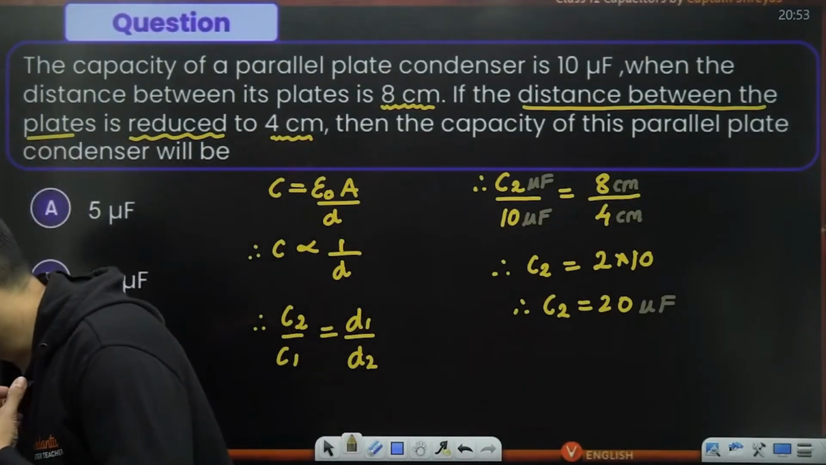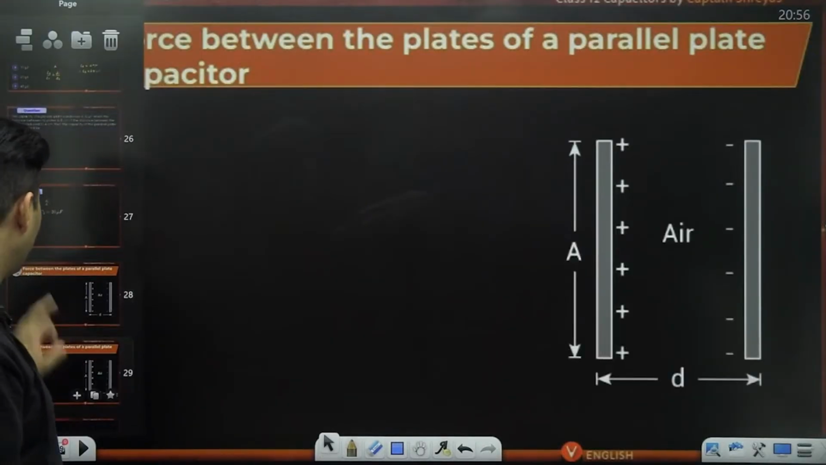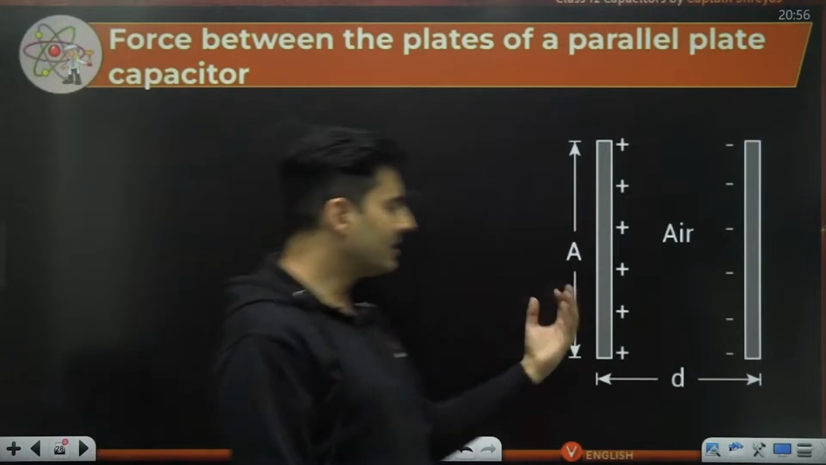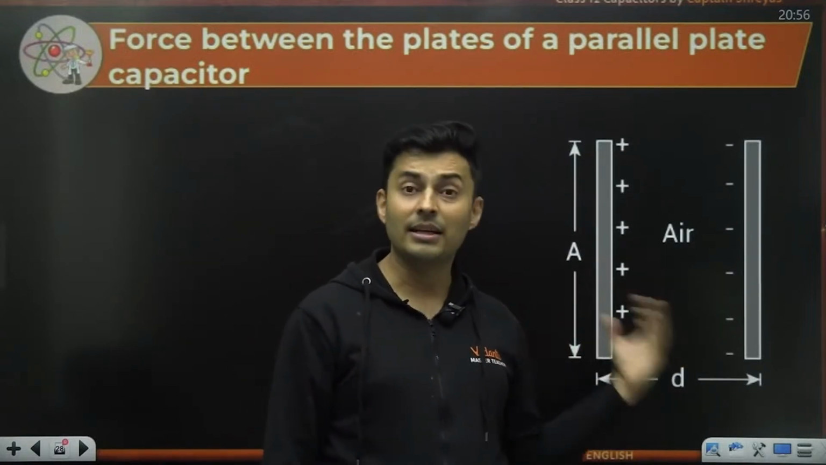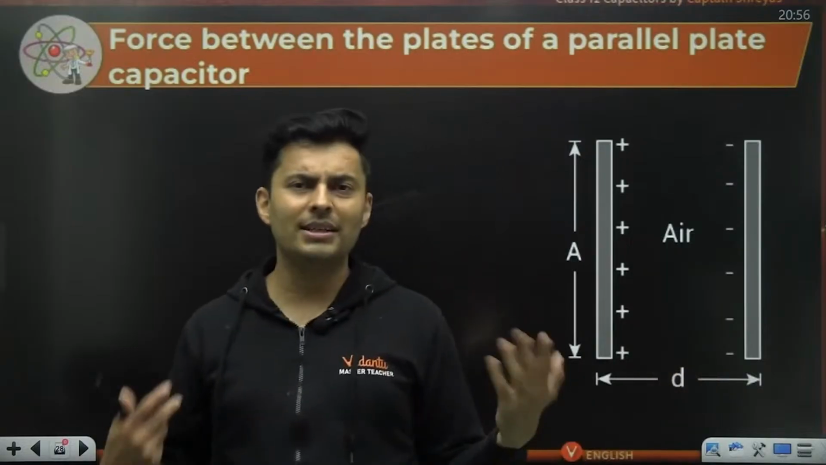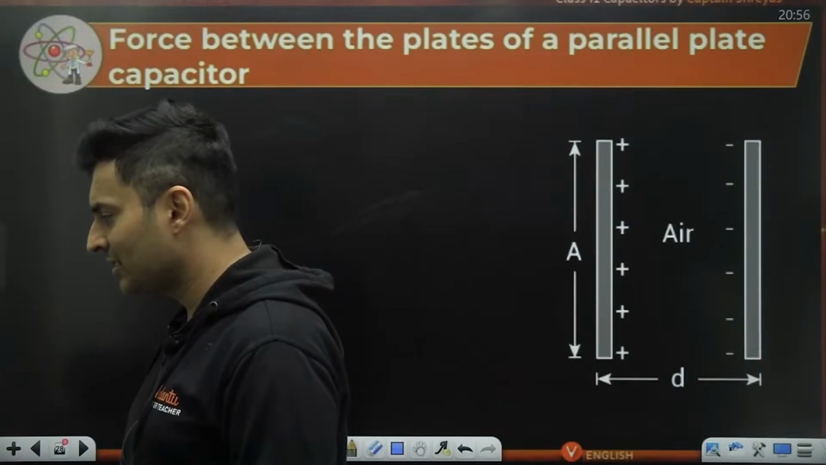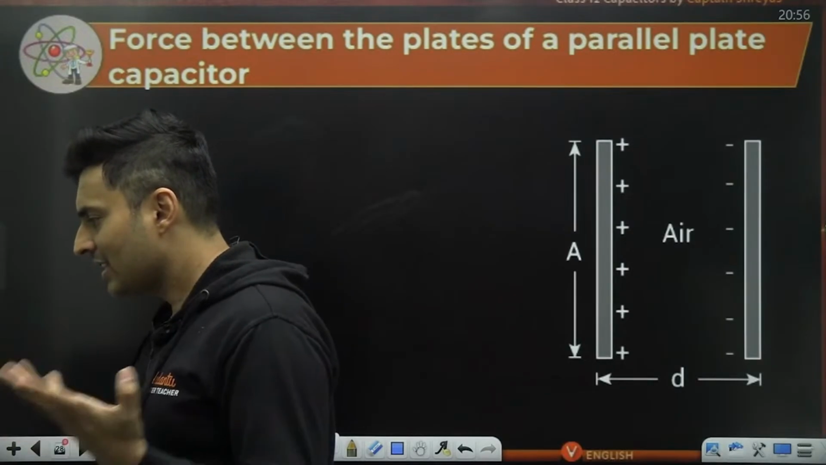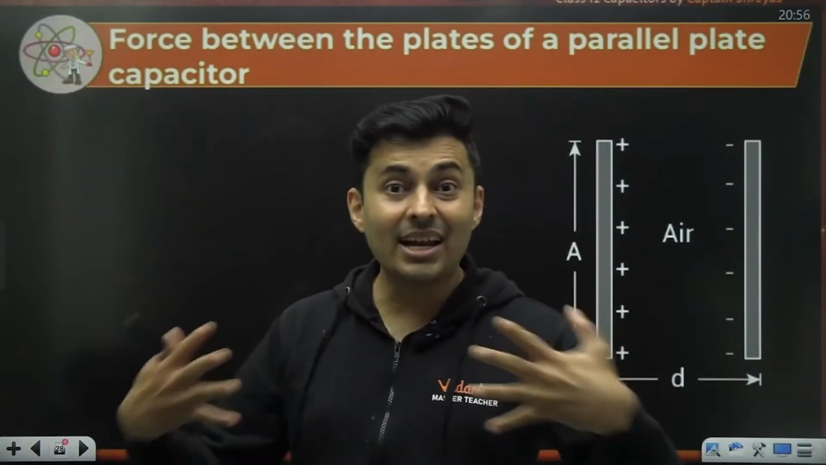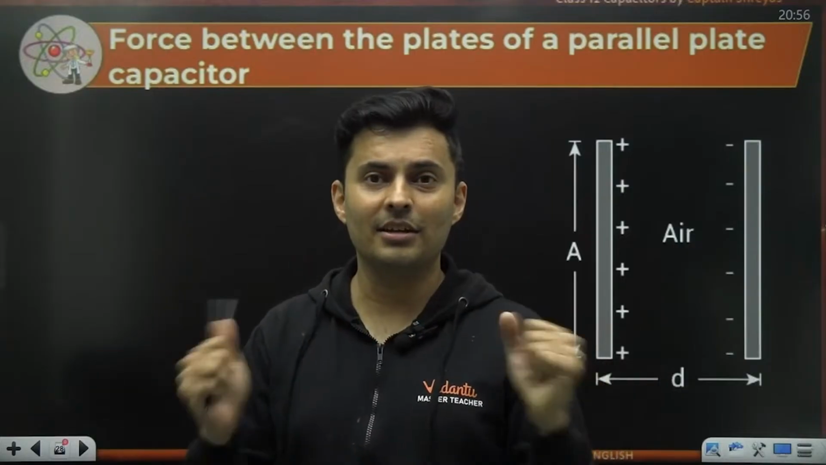Now, also one important thing is that this side of the parallel plate capacitor is positively charged, the other side is negatively charged. What do positives and negatives do to each other? That is the basics of electrostatics. What is the basics, guys? Obviously, the positive will attract the negative.